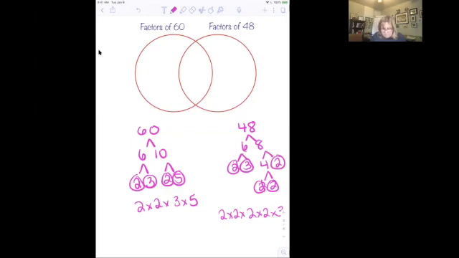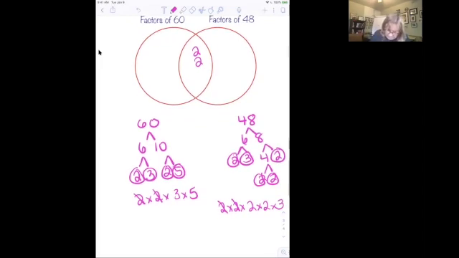Now we're looking for common factors. What do they have in common? Well, they have 2 2's in common, so I cross out 2 2's on each one, and I'll put that in the middle. Anything else? I'll shift it up because I can't see that 3. But they have a 3 in common, so I cross out both the 3's and put a 3 in the middle. So on the 60 side, I have 5 left over. Put that over there. And on the 48 side, I have 2 2's left over.